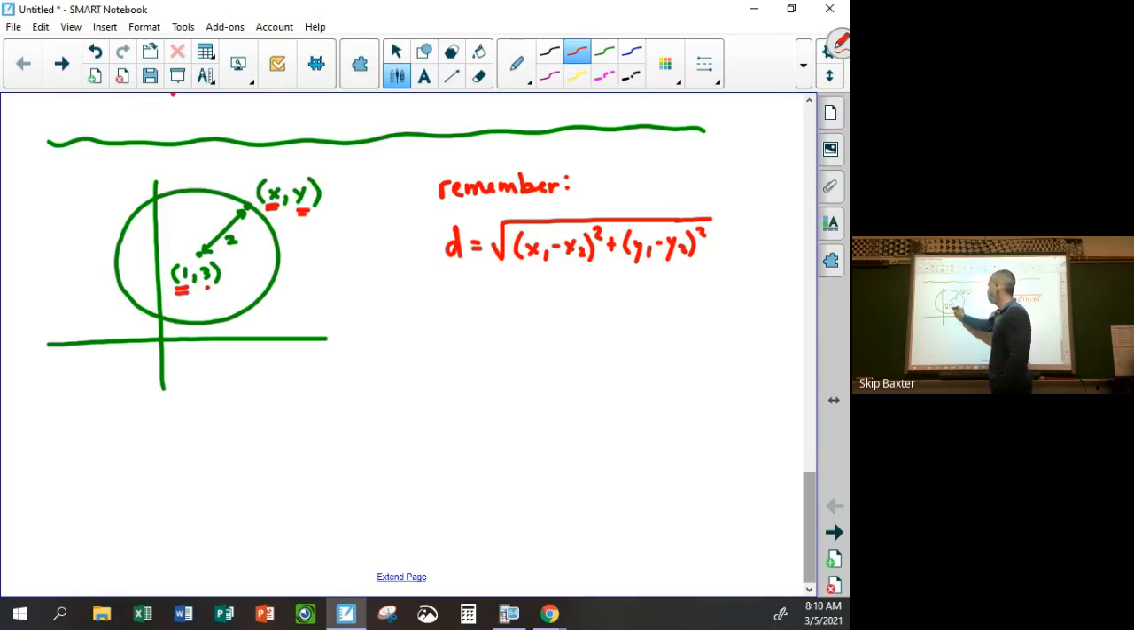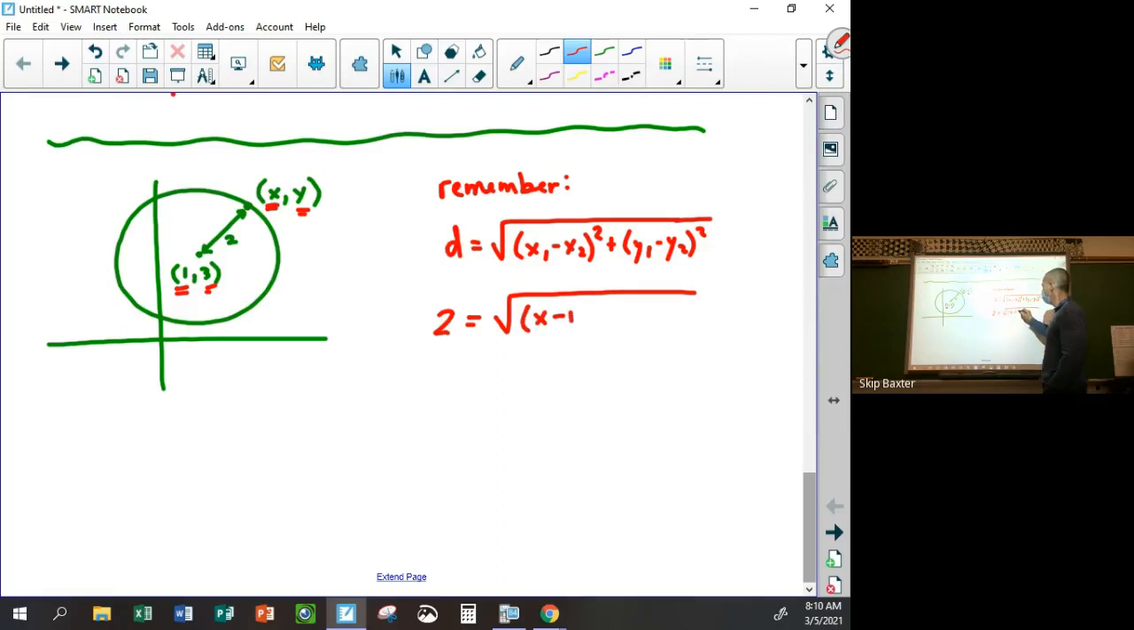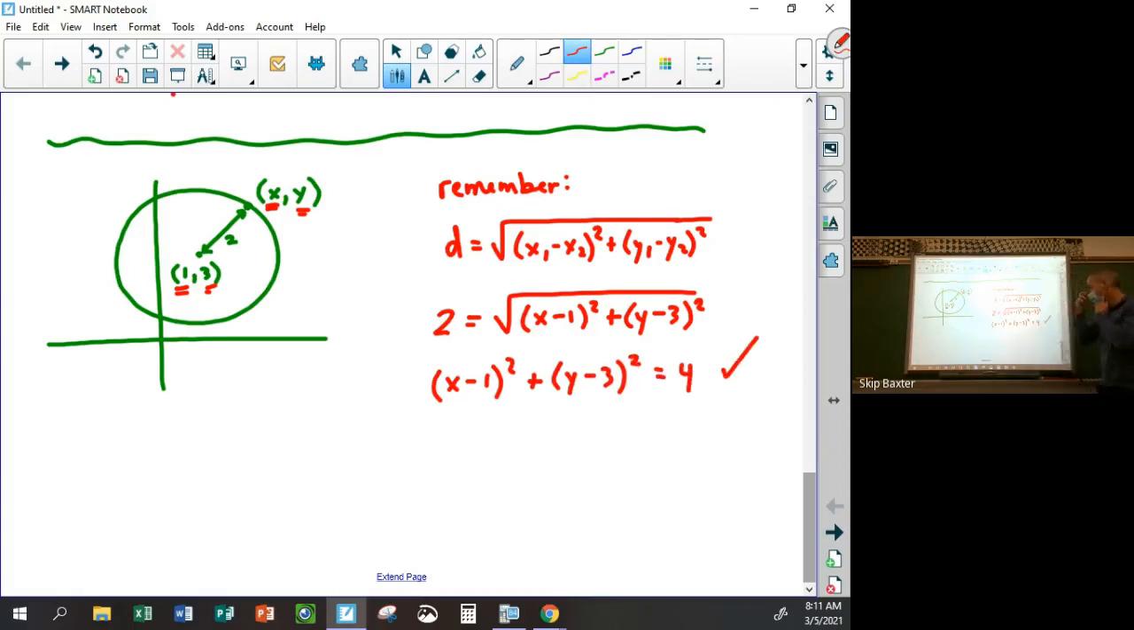If I just apply this formula to this situation, this is x1, this is x2, and then y1 and y2, you get the distance, which is 2, is the square root of x minus 1 squared plus y minus 3 squared. And then simply squaring both sides gives you the equation of the circle. If I square both sides, I get x minus 1 squared, I'm just switching them now, putting this stuff on the left just so it looks like what I expect it to look like, plus y minus 3 squared equals 4. And that's exactly what we think the formula should look like. So really, the circle formula is just the distance formula where you square both sides. That's really the bottom line. Okay?